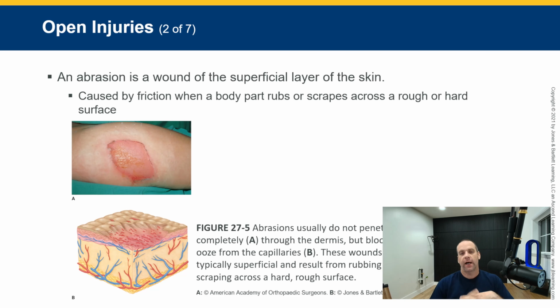So an abrasion is a superficial wound. It's caused by friction when the skin rubs or scrapes across a rough or hard surface. Common examples include road rash or rug burn. The figure here is useful because it really shows both the external appearance and the tissue depth. Right, the surface layer has been scraped away, but the injury usually does not pass completely through the dermis.